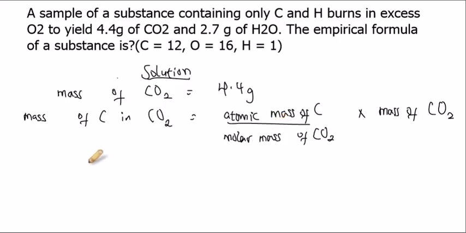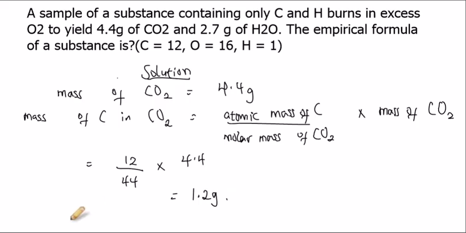Calculating this, we have the atomic mass of carbon, which is 12, divided by the molar mass of carbon dioxide. So that is the sum of the atomic masses of the elements present. Carbon is 12, oxygen 16, so 2 times 16 is 32, plus 12, that's 44. 12 over 44 multiplied by 4.4 grams, the mass of carbon dioxide given in the question. When we calculate this, we have 1.2 grams. That means the substance contains 1.2 grams of carbon.